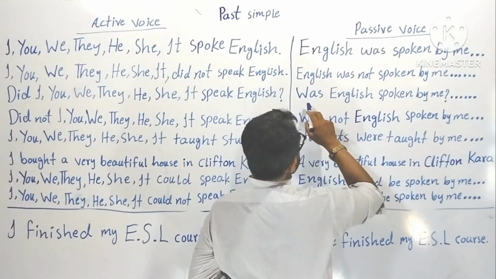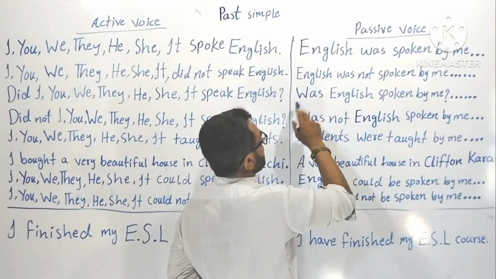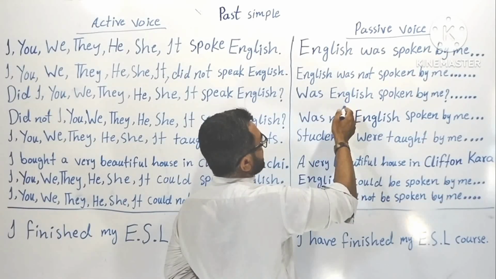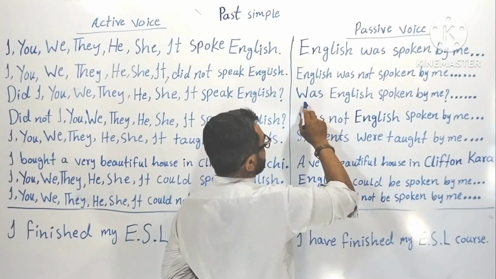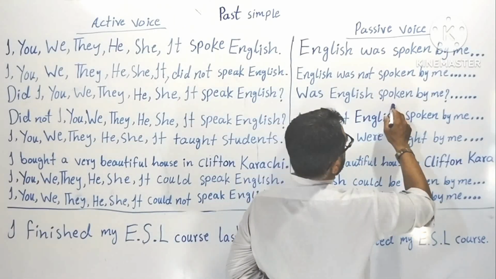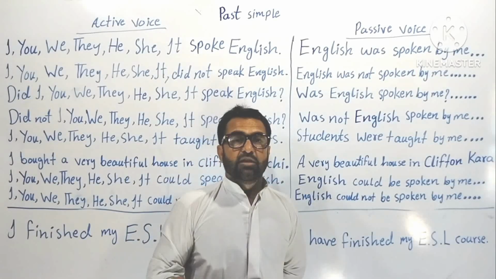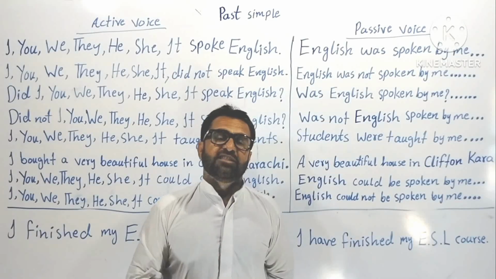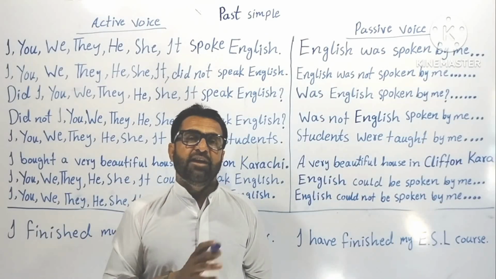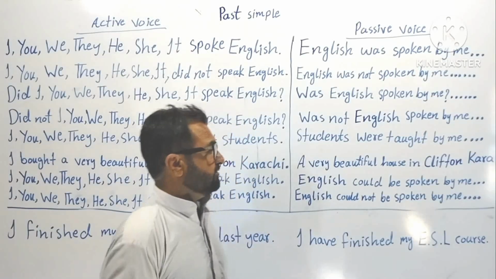Look at the passive voice now. Again the same thing. I told you before that the helping verb comes at the beginning, and the subject comes after that. You see, was English spoken by me? Was English spoken by you, by us, by them, by him, by her, by it, by Ali, etc.? Understood?